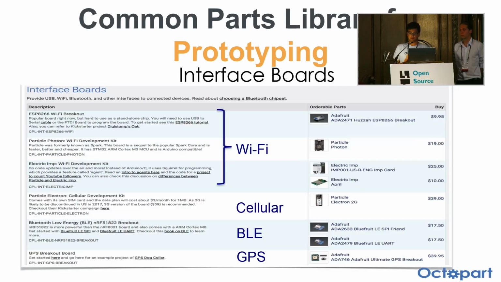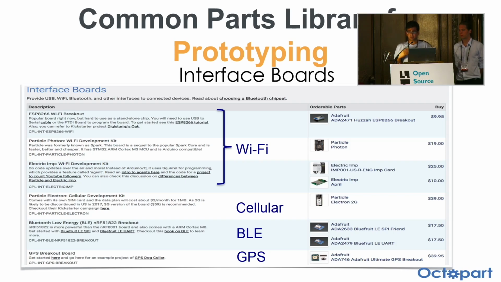The next example is interface boards. And I'm sure this is something which has affected everyone. Whenever you're trying to make a connected product, you're always figuring out what's a good Wi-Fi module to use or what's a good BLE module to use. I'm sure I have struggled a lot with this myself. So in this category, we have collected some popular Wi-Fi modules such as Particle, Electric Imp, and ESP8266, which I'm sure a lot of people have played with. Then you will also find cellular, BLE, GPS, and so on. So it's all collected in one ecosystem.